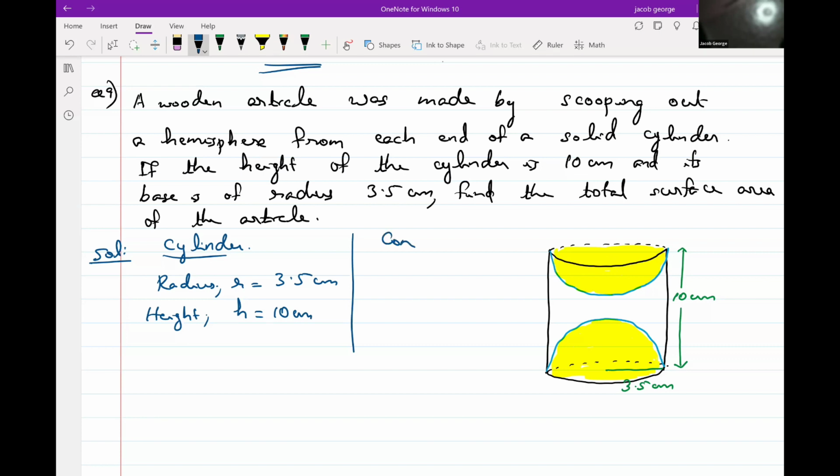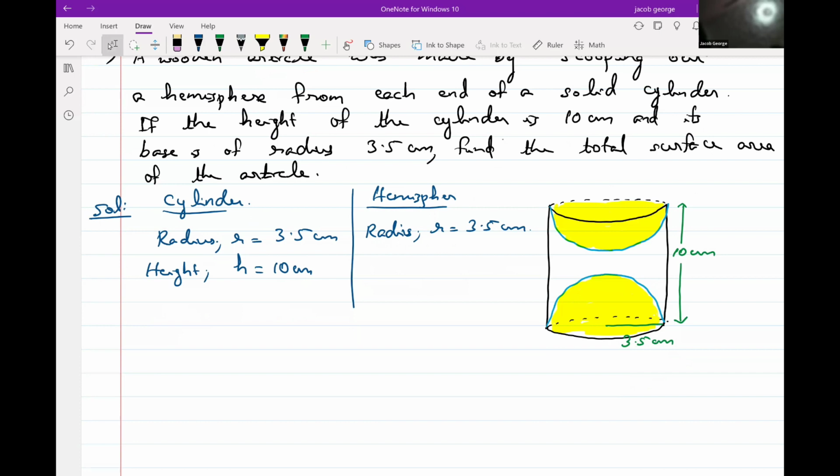Then cone, sorry, not cone, hemisphere. For hemisphere, radius R is equal to 3.5 centimeters, or 7/2 centimeters.